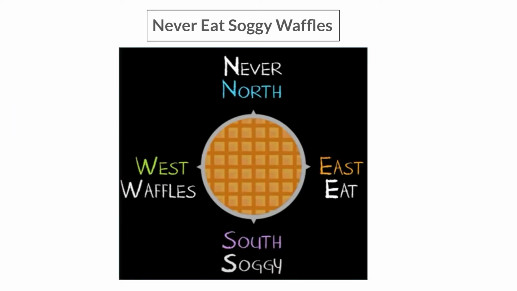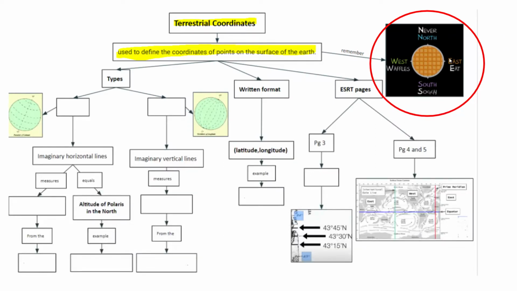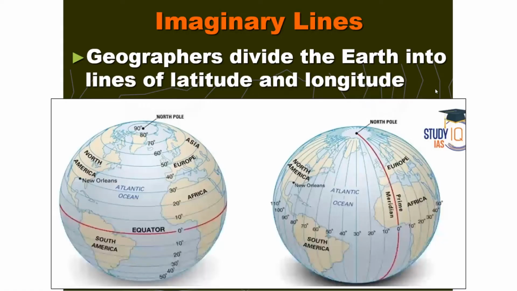Now, for this unit, you're going to need to know your directions, right? Like north, south, east, and west. So if you have trouble remembering this, remember never eat soggy waffles. Never north, eat east, soggy south, waffles west, and it goes clockwise. Maybe this will help you remember where your north, south, east, and west is. And this can also be found in your note packet.